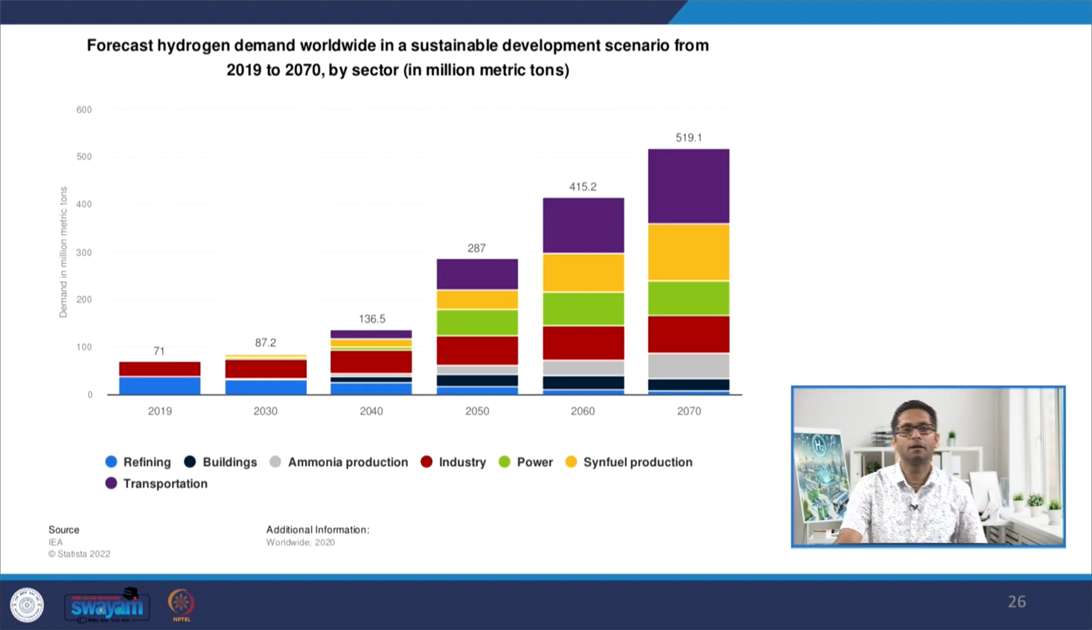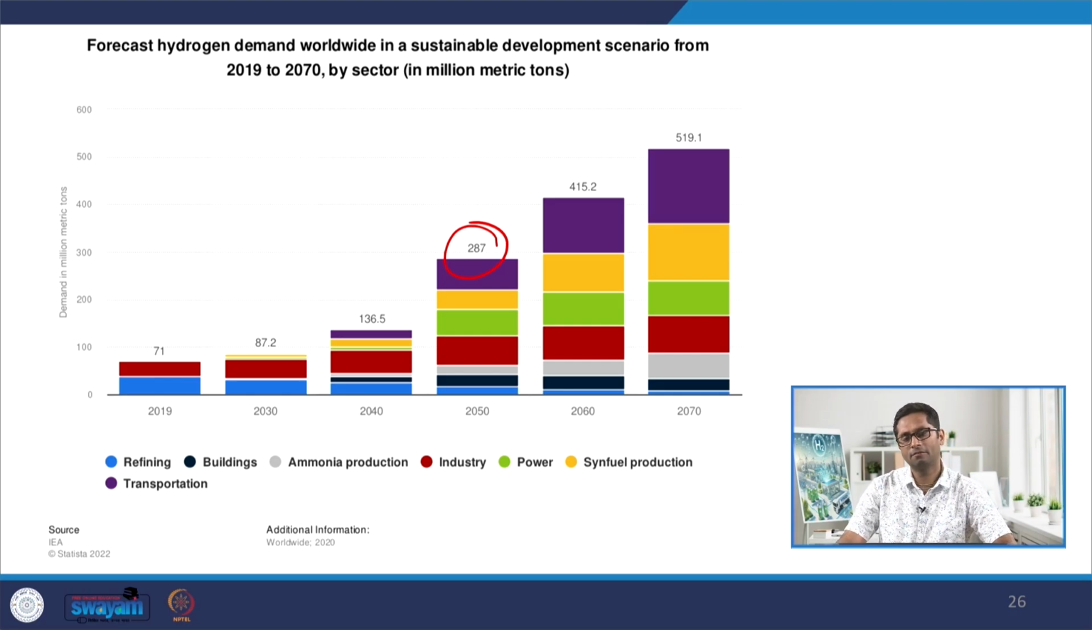Another thing that we need to understand is that the production of hydrogen is going to grow significantly over the years. Here is one projection given by Statista, and it says that by the year 2050, if the current policies are taken into account, the hydrogen production might be of the order of 287 million tons per year.